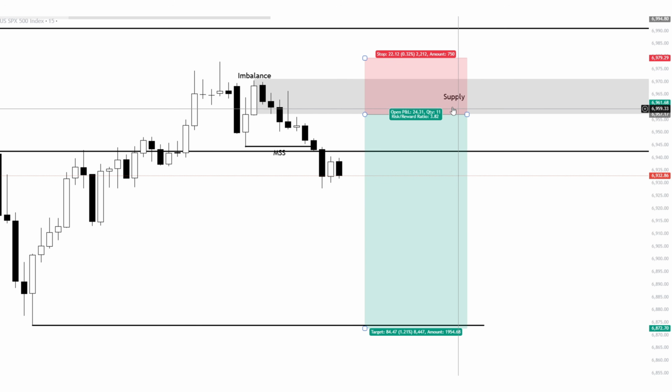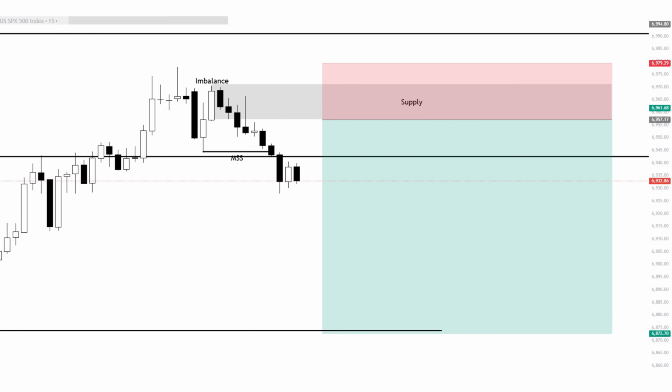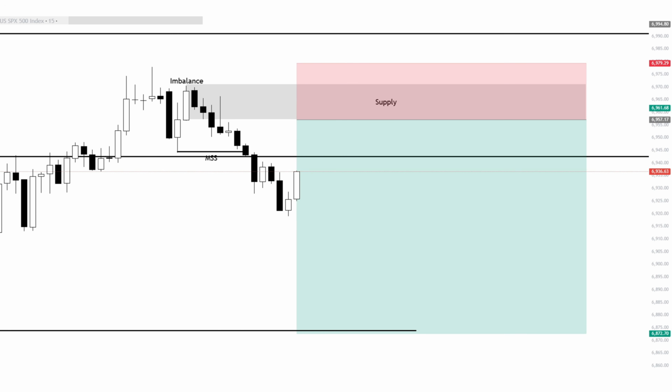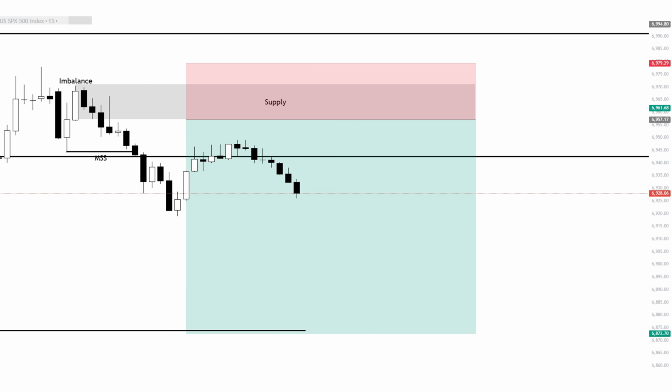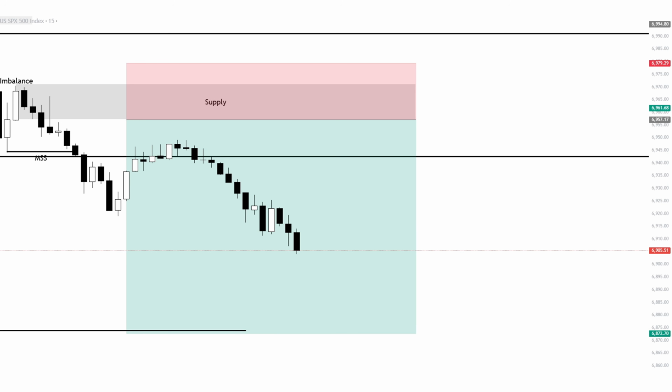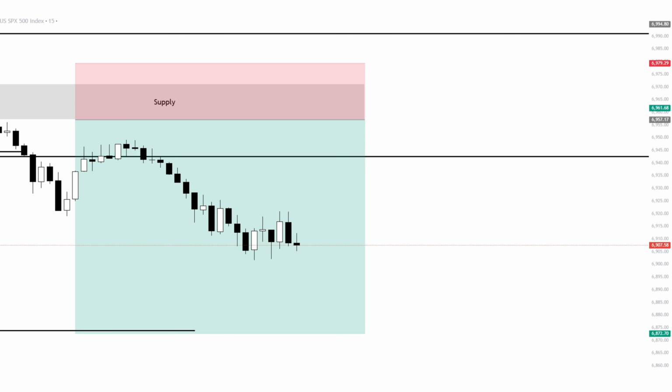On the last setup, we skipped it and targeted a higher level. Now let's try this one. The risk-reward ratio is quite high, but these types of setups are not easy to find. You need patience and a lot of analysis. We're still going down.